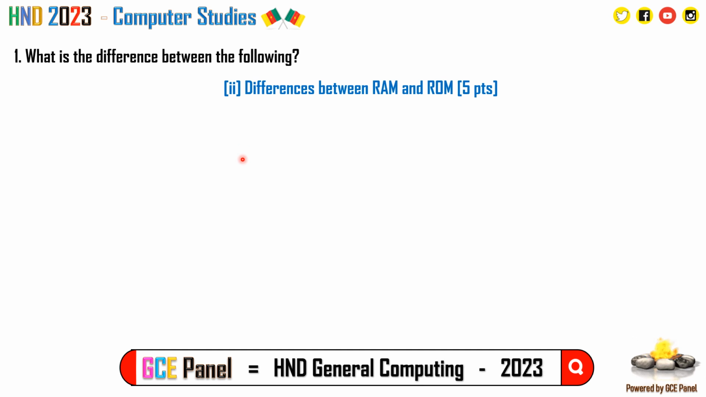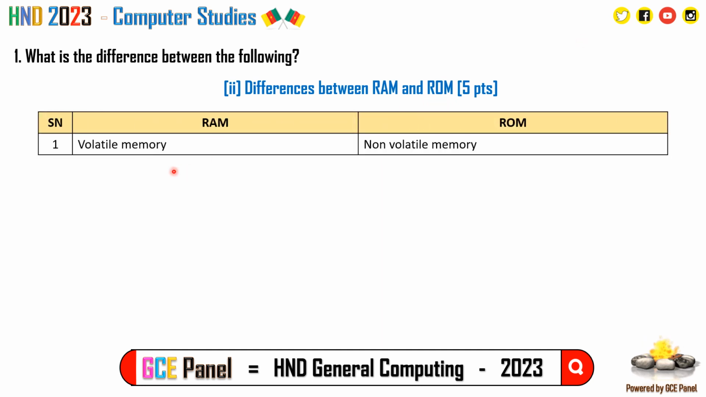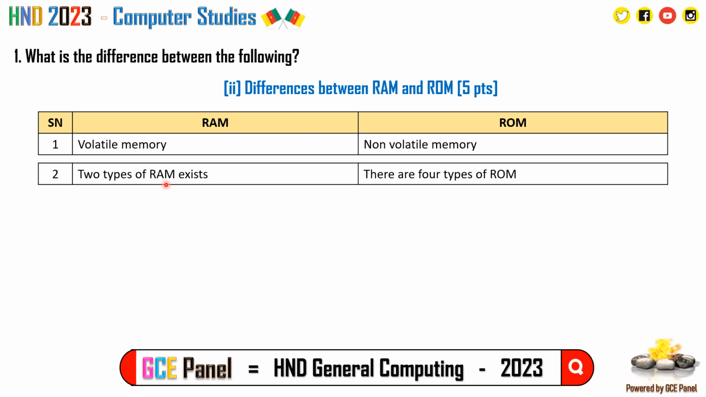Section C, question 1, sub 2. Differences between RAM and ROM. Number 1, RAM is volatile memory. ROM is non-volatile memory. Number 2, there are 2 types of RAM, but there are 4 types of ROM. Okay, you have seen all of these examples for the different types of RAM and different types of ROM.